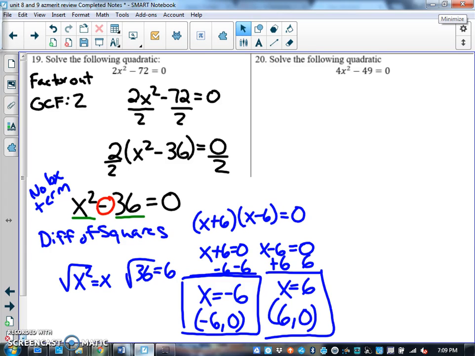If I look at problem number 20, I would take a look at both your coefficient, your constant, the fact that you have that squared, and your subtraction as a hint as to how to solve 20.